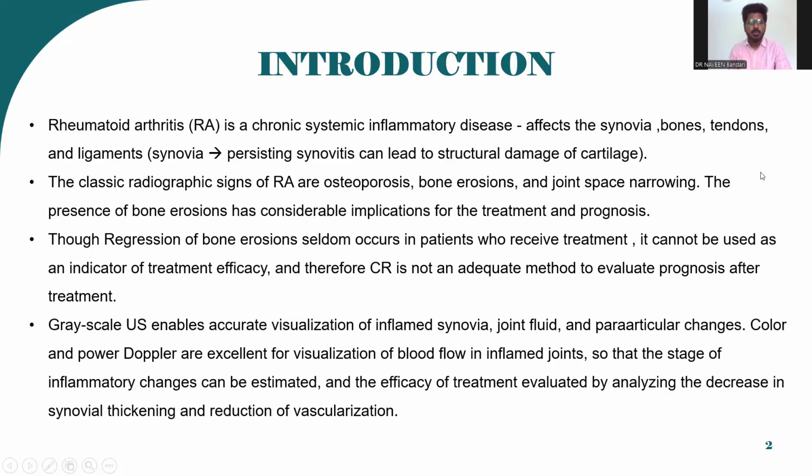Coming to the introduction, rheumatoid arthritis is a chronic systemic inflammatory disease affecting the synovium, bones, tendons, and ligaments. When it affects the synovium, it can cause persisting synovitis, which can lead to structural damage of the cartilage. The classic radiographic signs of rheumatoid arthritis are osteoporosis, bone erosion, and joint space narrowing. The presence of this bone erosion has considerable implications for the treatment and prognosis of the disease.